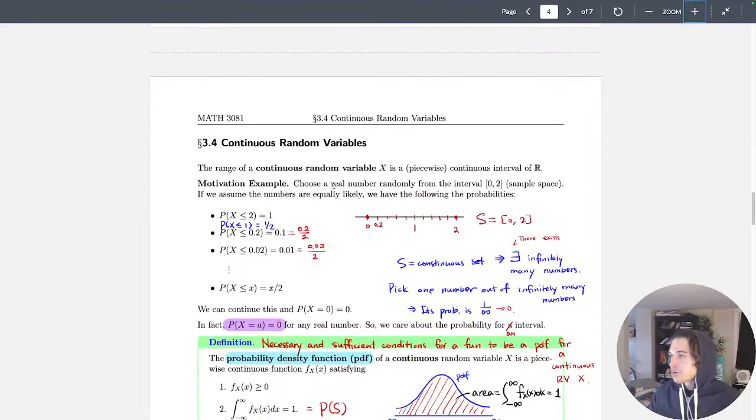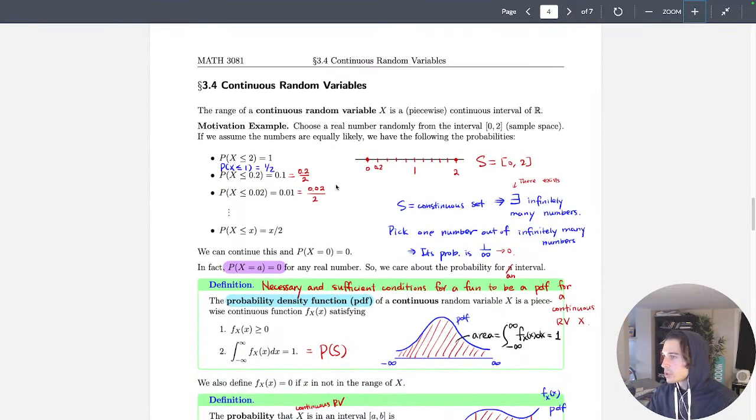3.4 Continuous random variables. The range of a continuous random variable X is a piecewise continuous interval of R. Motivating example: choose a real number randomly from the interval [0, 2] as the sample space. If we assume the numbers are equally likely, we have the following probabilities. P(X less than or equal to 2) equals 1, P(X less than or equal to 1) equals 1/2, and so on. The probability that X is less than or equal to x is equal to x over 2.